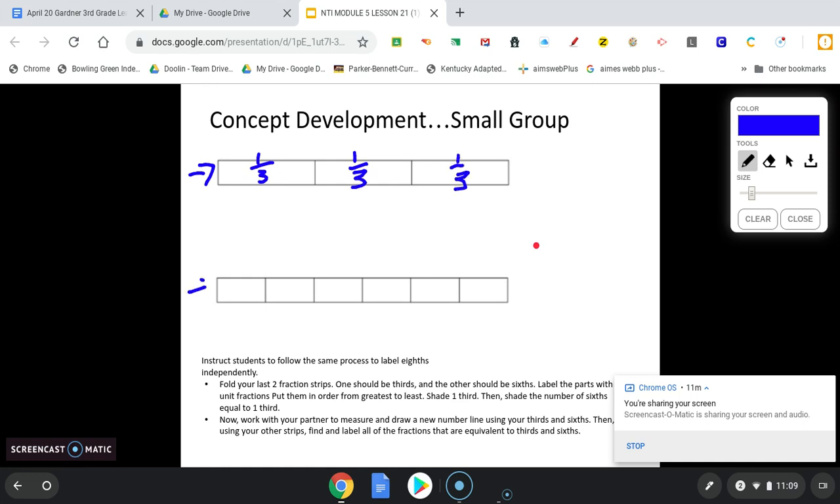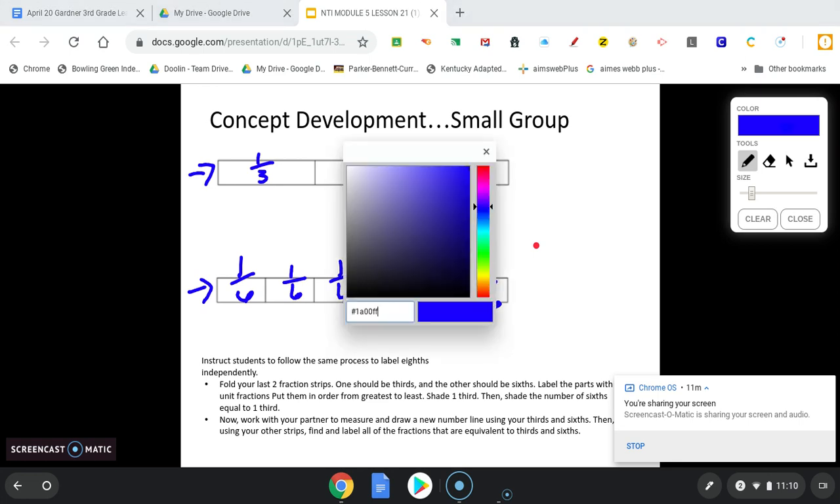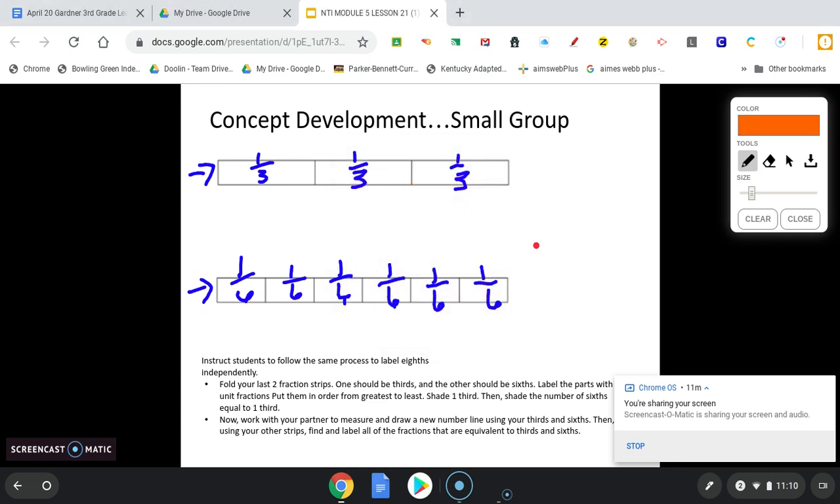And then let's look at our fraction strip that shows sixths. And what would the unit fraction be for each one? Very good, 1/6. So label each one of those 1/6. Now, I want you to shade in 1/3. So shade in 1/3. So that would be 1 part. So we have 1/3 shaded in.